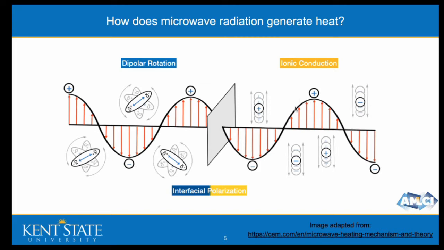In ionic conduction, a free ion or ionic species moves translationally through space, attempting to align with the ever-changing electric field. And similar to the dipolar rotation, the friction between those moving species results in heat generation. And the higher the temperature of the reaction mixture, the more efficient the transfer of energy becomes. So in both cases, the more polar or ionic a species is, the more efficient the rate of heat generation. In interfacial polarization, it's a mixture of both.